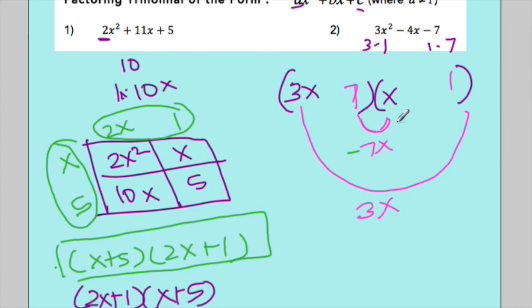So that means when I multiply these two, I get negative. And when I multiply these two, I get positive. So my answer, factored, is 3x minus 7. I'm just rewriting this, and x plus 1. So that's your guess and check.